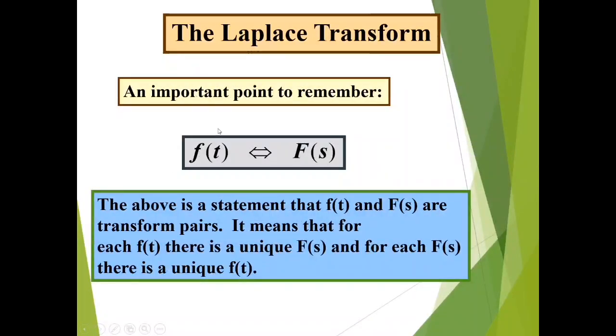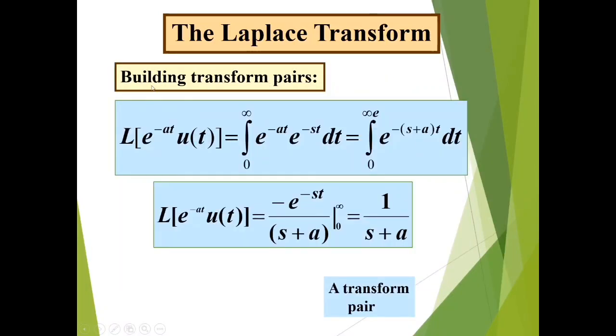Now, an important point to remember: f of t if and only if F of s. This is a statement that f of t and F of s are transform pairs, that is, time domain and s domain. It means that for each f of t, there is a unique F of s, and for each F of s, there is a unique f of t.